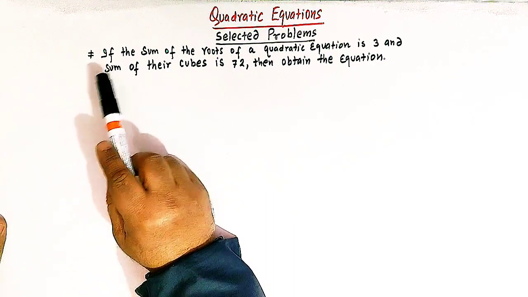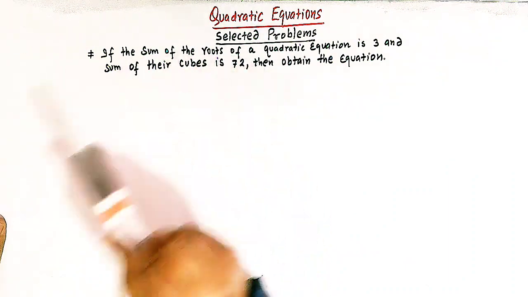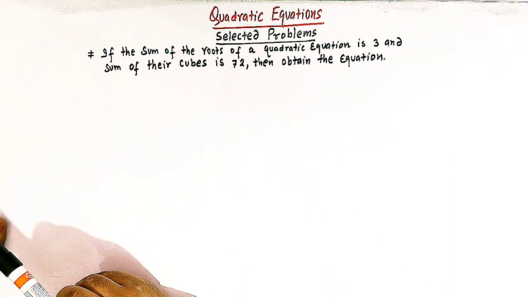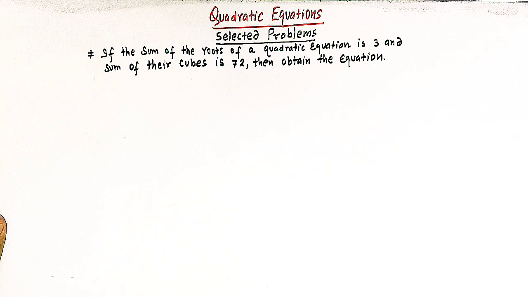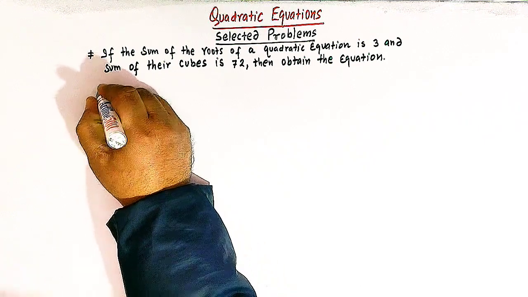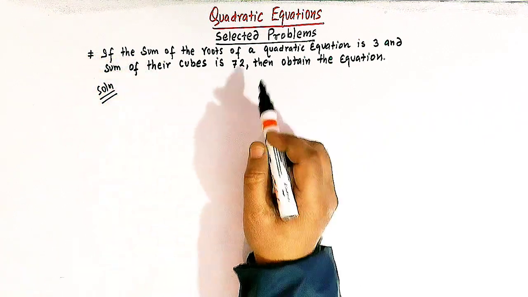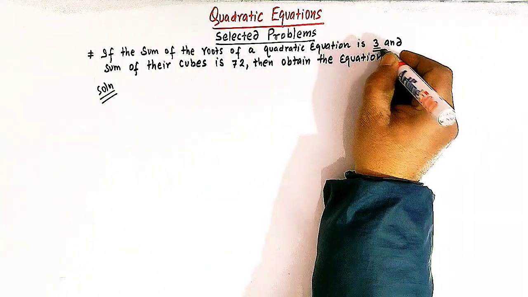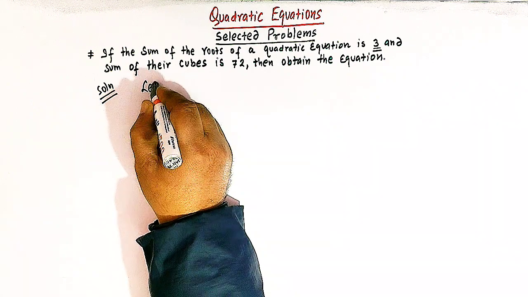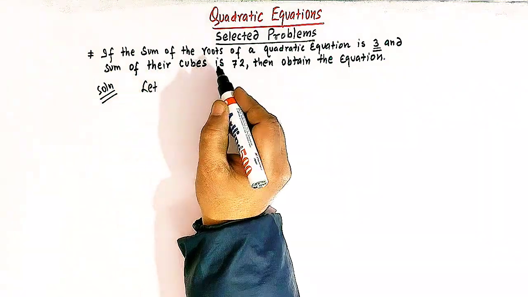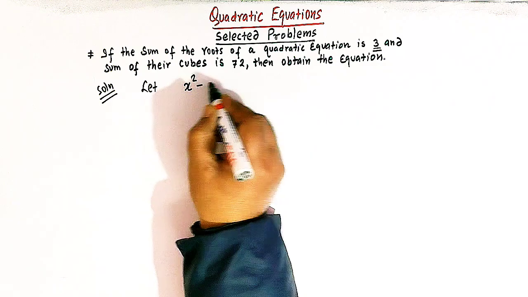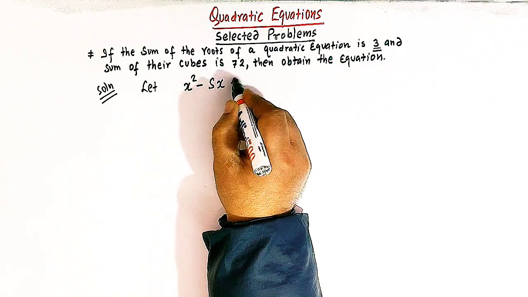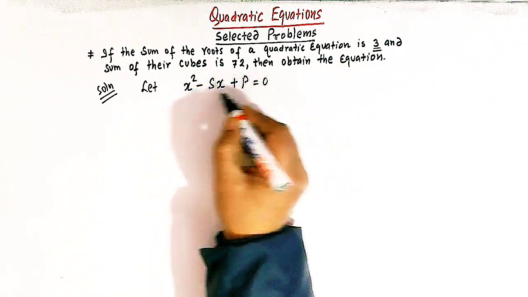Here we are given: if the sum of the roots of a quadratic equation is 3 and the sum of their cubes is 72, then we have to find the equation, right? So let us start. We are given the sum of the roots of the quadratic equation is 3. So let us take the quadratic equation as x square minus sx plus p is equal to 0, right?